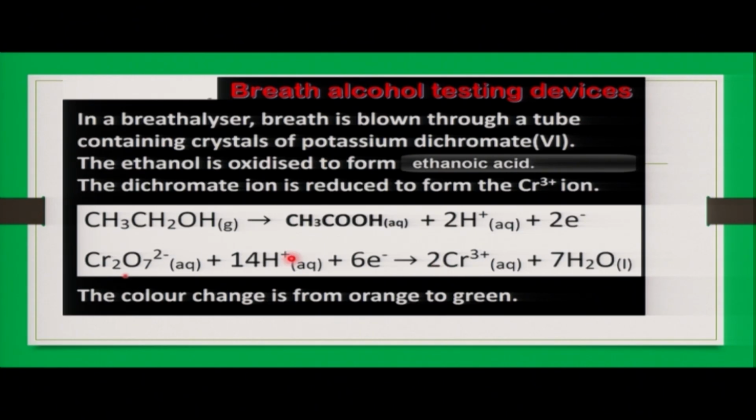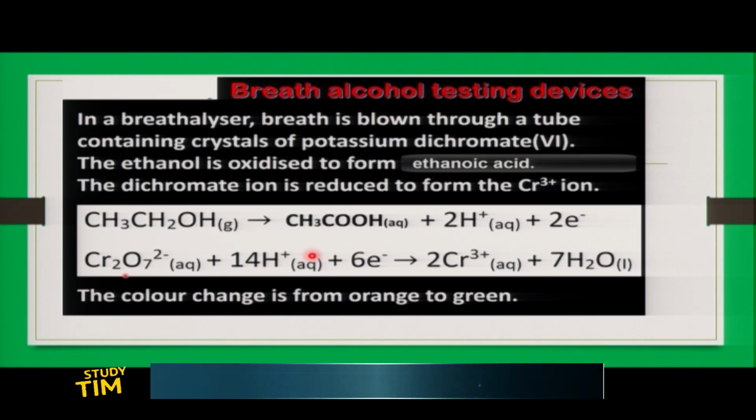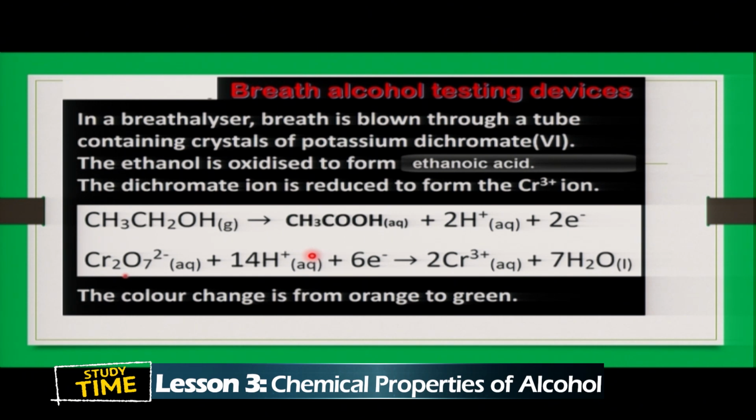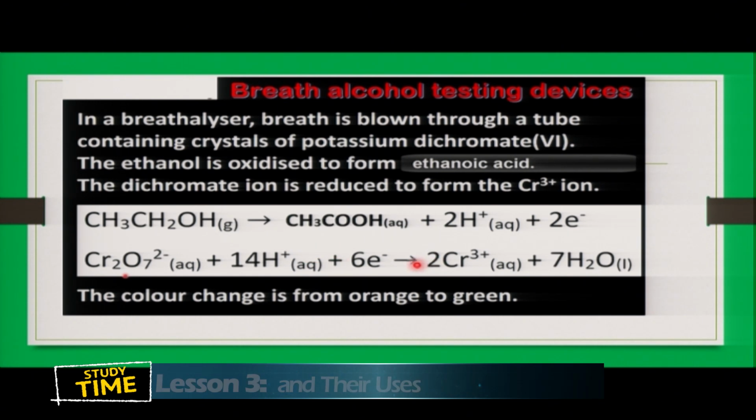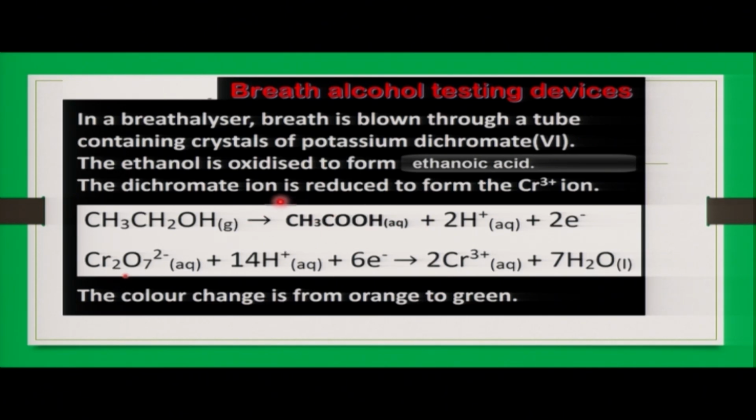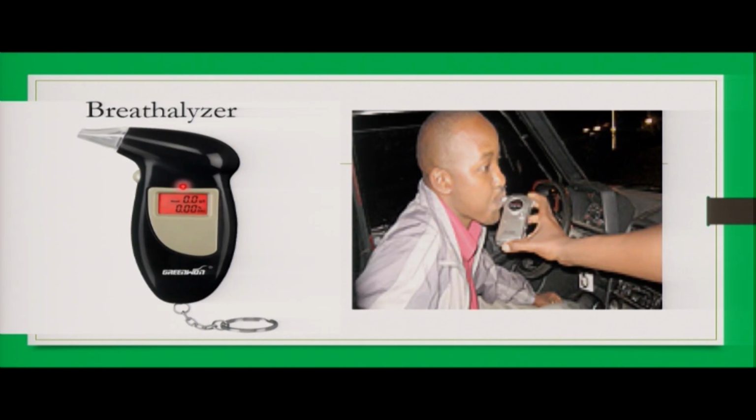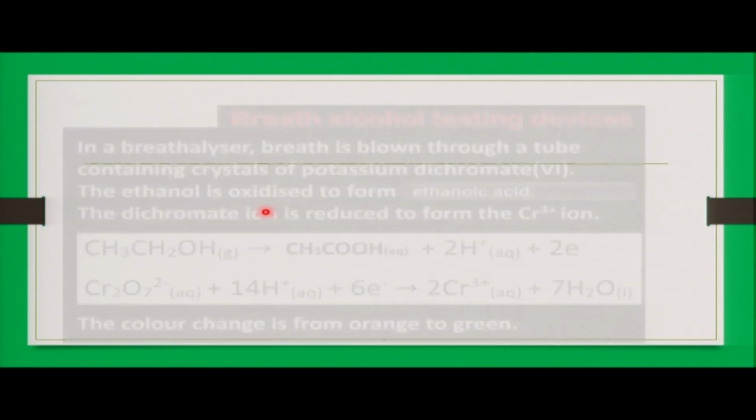So this is a redox reaction. In this reaction, chemical energy is changed into electrical energy, which produces the current that can be recorded on the machine, on that equipment that we are looking at here, in terms of the grams of alcohol in the blood that you have taken.